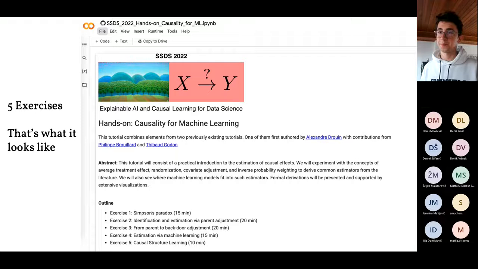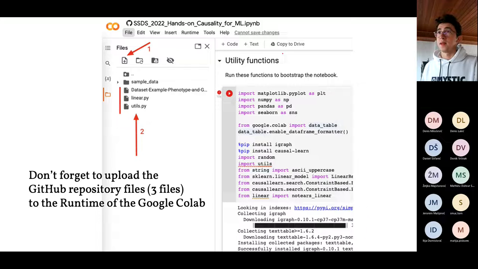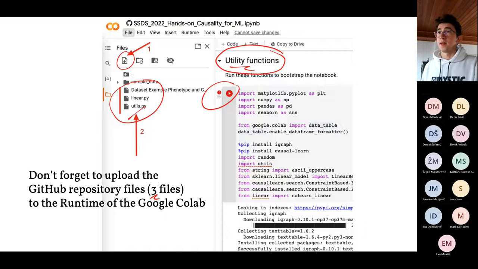And one more important thing. In the beginning of the Colab, we're going to get all the dependencies and things like that. And so in this utility functions tab, it actually depends on you uploading these things from the repo, right? So it's just these 3 files. You can just push this button here, upload them, and then you should not see any of these errors. They should then all be good.